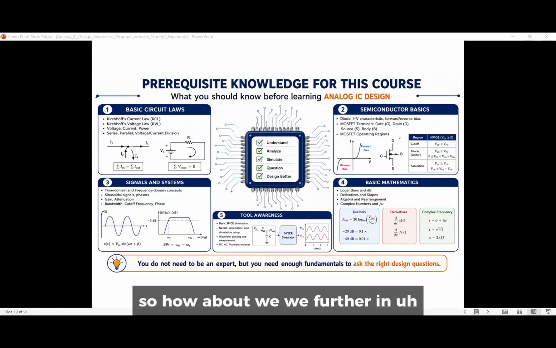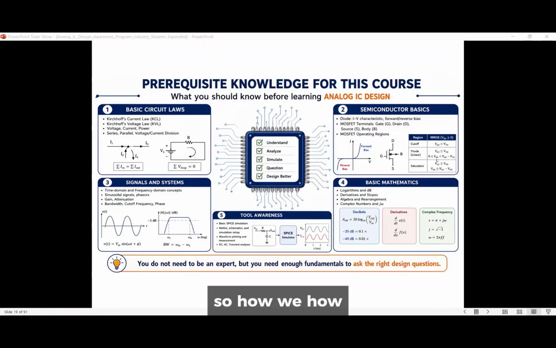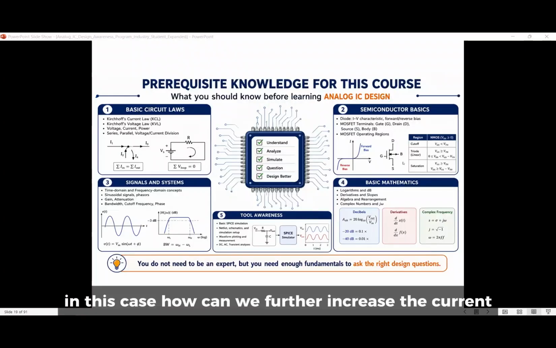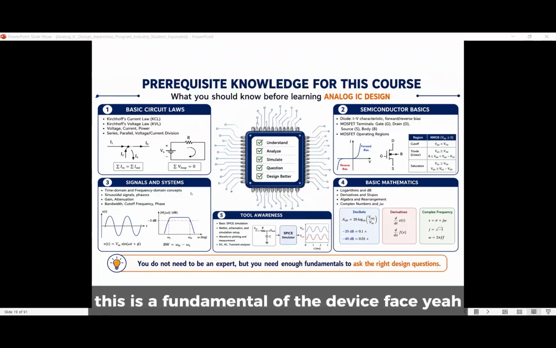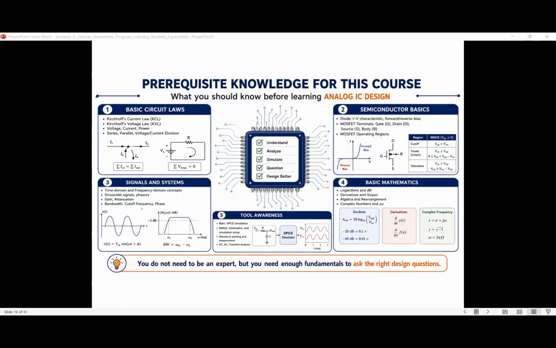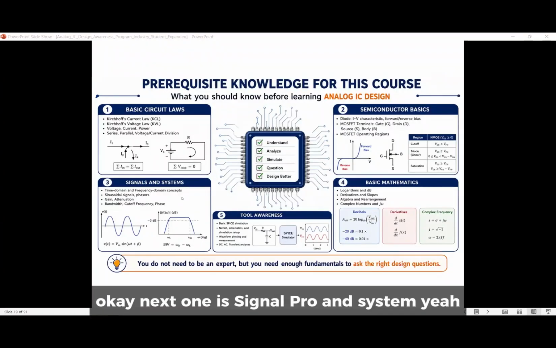If we further increase the VDS, the current becomes saturated, right? The current becomes saturated. So in this case, how can we further increase the current? We have to increase the VGS of this transistor, right? So this is a fundamental of the device physics. Okay, next one is signal system.